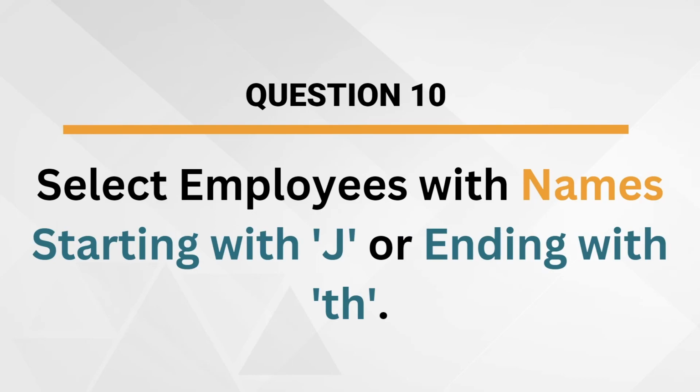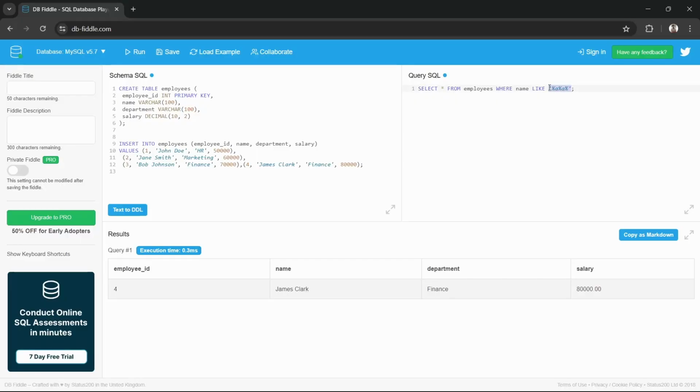Now, if you want to select the employees whose name starts with J or ends with TH, how can we do it? After LIKE, write 'J%' or name LIKE '%' symbol, but it should end with TH. And now if you run it, it will give you all the employees whose name starts with J or ends with TH. So that's all for this video.